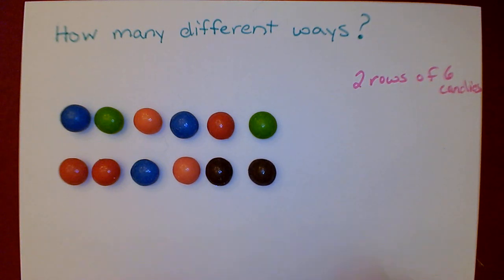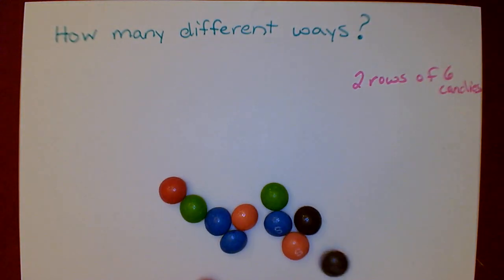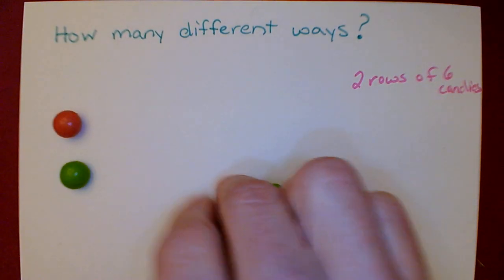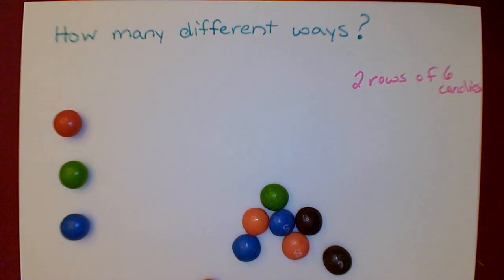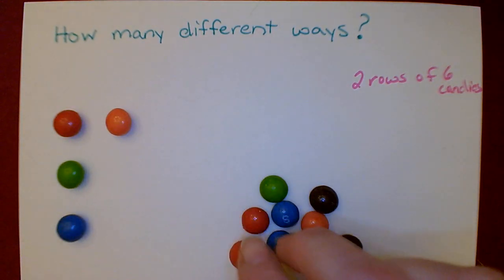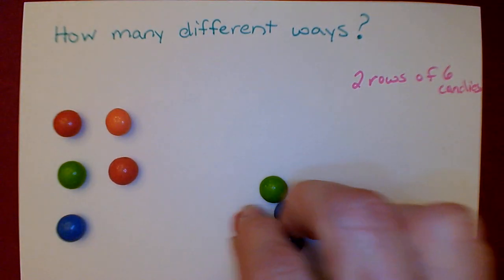Let's try another way. So let's mix them all up again, and let's try 3 rows and see what happens. So I'm going to start my 3 rows. Those are going to be my 3 rows, and let's see what happens. I'm just going to keep putting the candies into the rows, and let me try and keep them even.